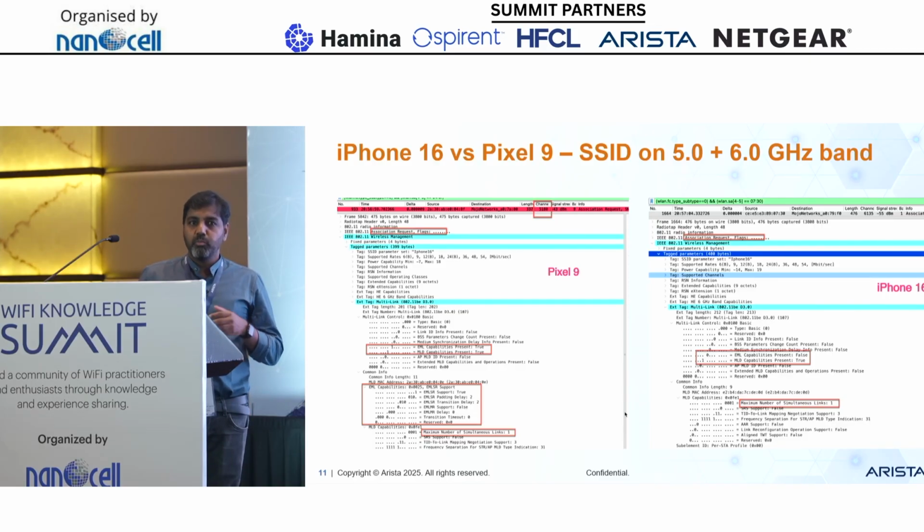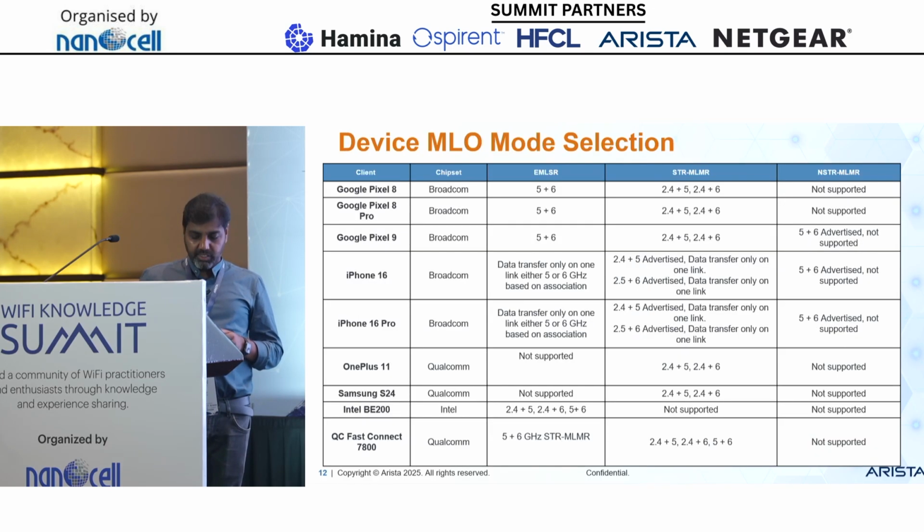So what it means is there are some clients, iPhone 16 and Pixel, which both advertise as non-STR MLMR, but at the end of the day, some of the clients can fall back to EMLSR if the AP does not support non-STR MLMR, but some of the other clients will fall back to MLSR, right? So these are some of the nuances that we need to be aware of as an administrator when we are deploying Wi-Fi 7, right?